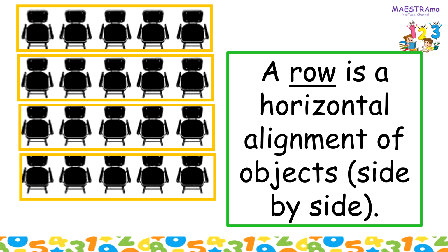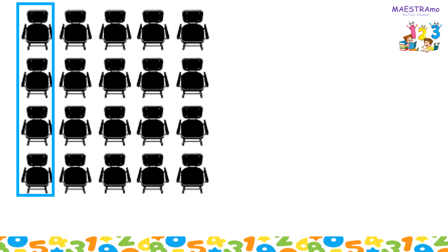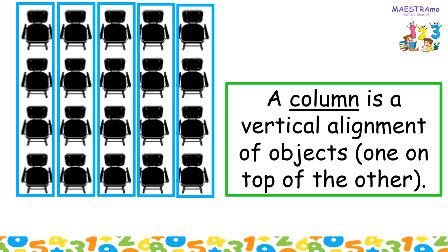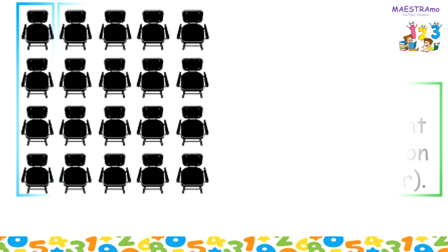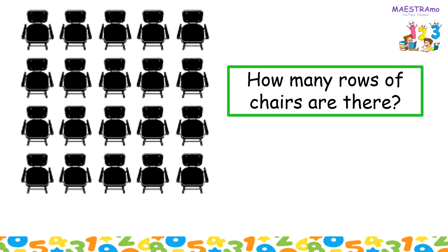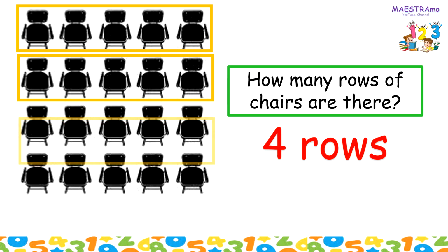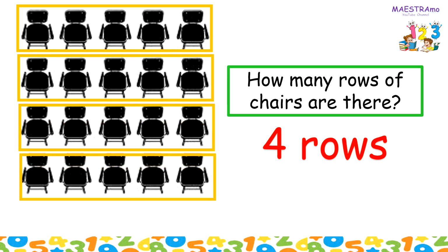A row is a horizontal alignment of objects. A column is a vertical alignment of objects. How many rows of chairs are there? You're right. There are 4 rows. 1, 2, 3, 4.